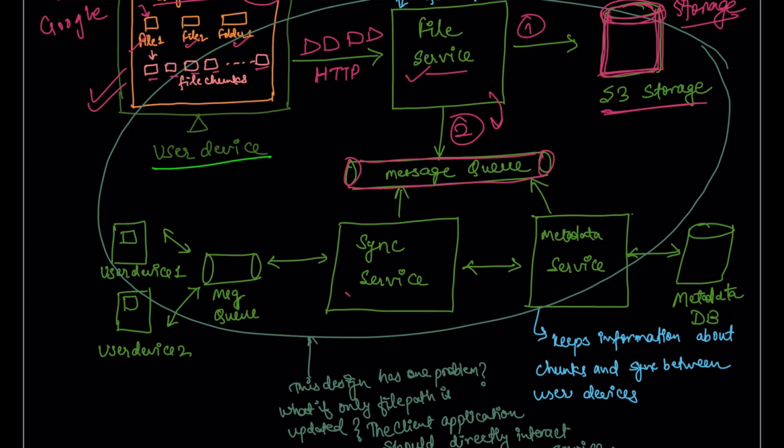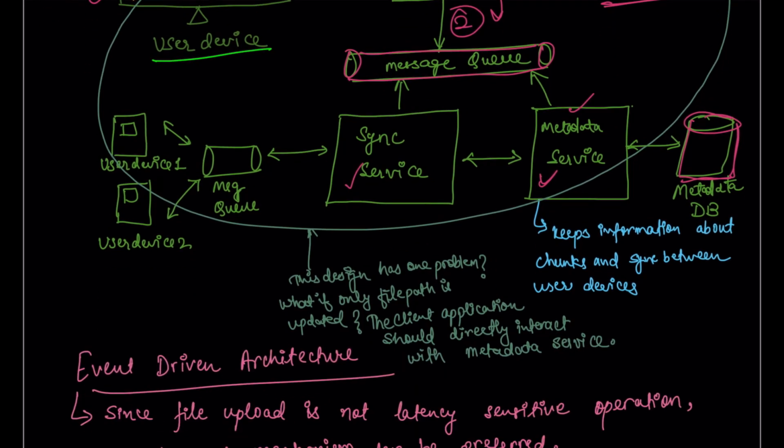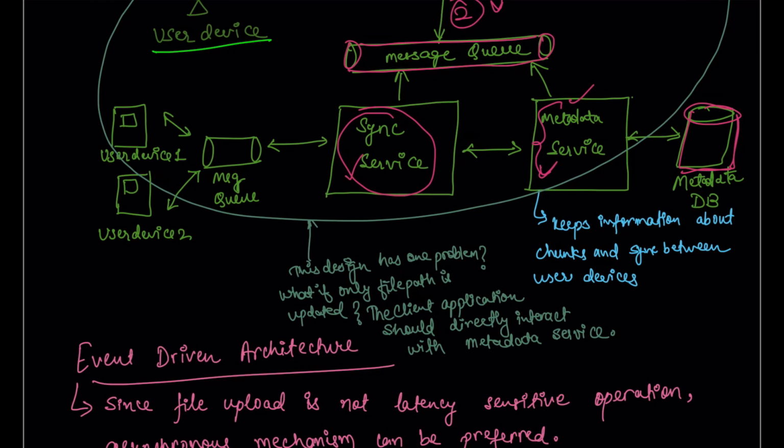Now we have two functions here. One is, we mentioned that we need to store some information around the chunks, like where they are stored and how they can be combined. For that we are using a metadata DB. So this metadata service handles that. Another thing is you have a sync service. As the metadata is updated, the sync service holds the responsibility to update other users.